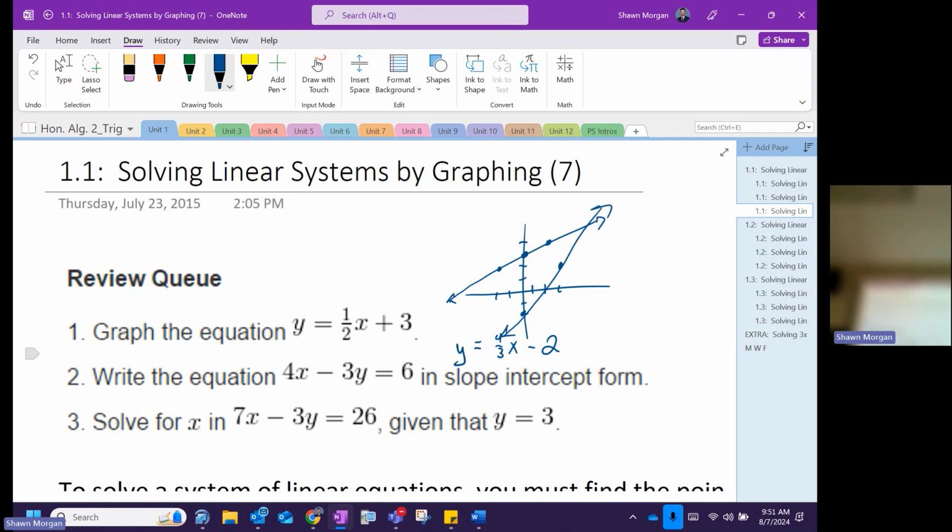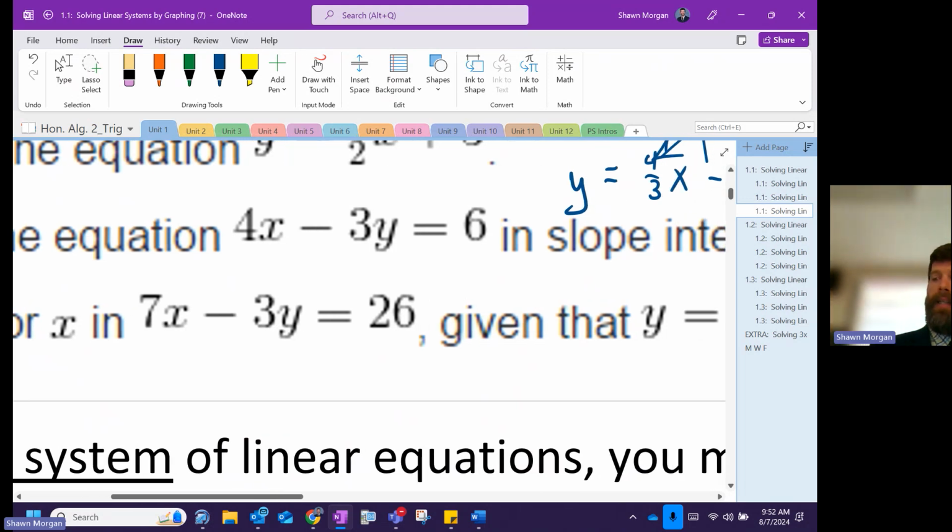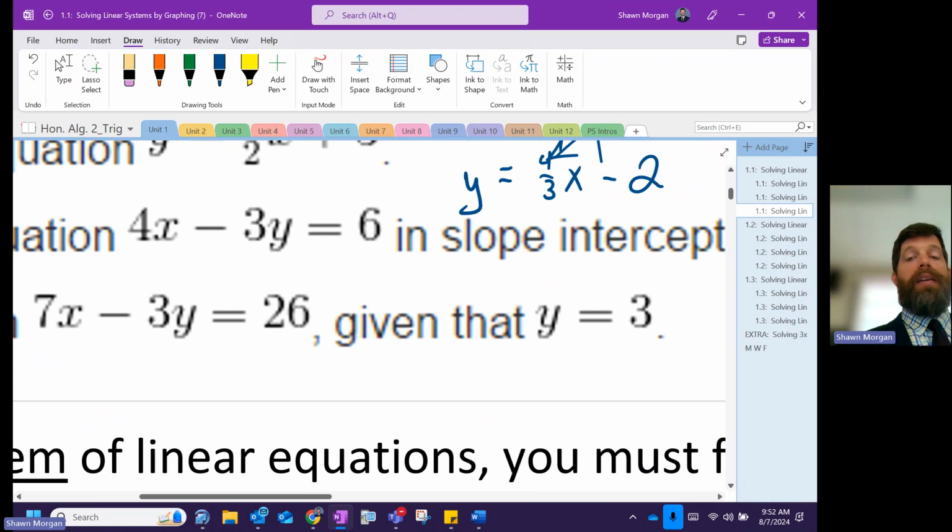Now with number 3, D, what do I do on number 3 where it says solve for x given that y equals 3? Subtract 26. I asked D, I didn't ask whoever that was over there. Well, it says given that y equals 3.